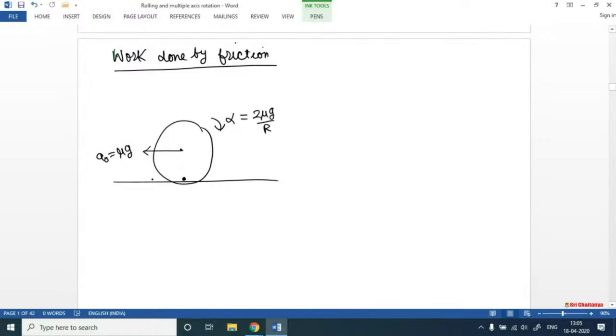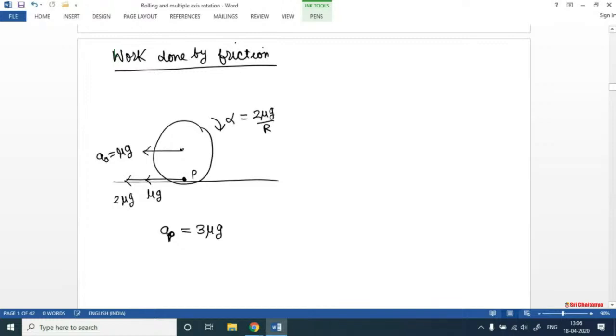That would be due to translation, it would be a naught in this direction. Let's say this is point P. So the acceleration of point P due to translation would be equal to mu g, and due to rotation it would be alpha r, which is equal to 2 mu g. So collectively, the acceleration of point P would be 3 mu g in backward direction.